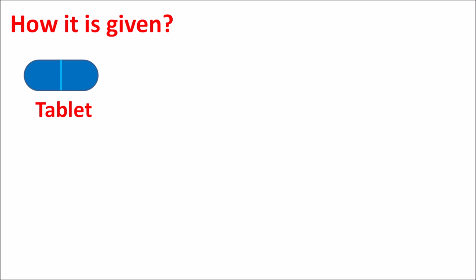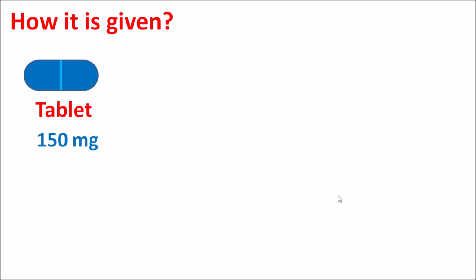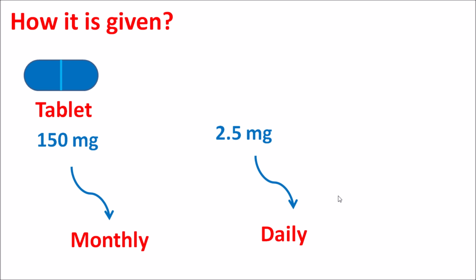How it is given? This drug is available as tablet. It is also available as injection. As a tablet, it is available at a strength of 150 mg. And this drug is also available as 2.5 mg tablet. At a low dose of 2.5 mg, this drug is given daily for the treatment of osteoporosis. But this 150 mg tablet is given for each month. Even this drug is also available as IV solution. But here we are going to discuss the 150 mg tablet which is given for every month to treat osteoporosis.